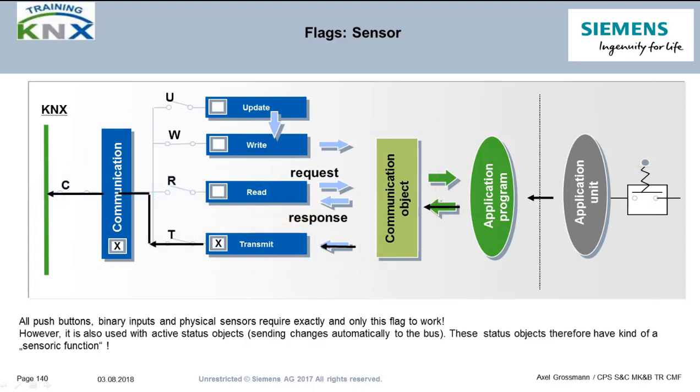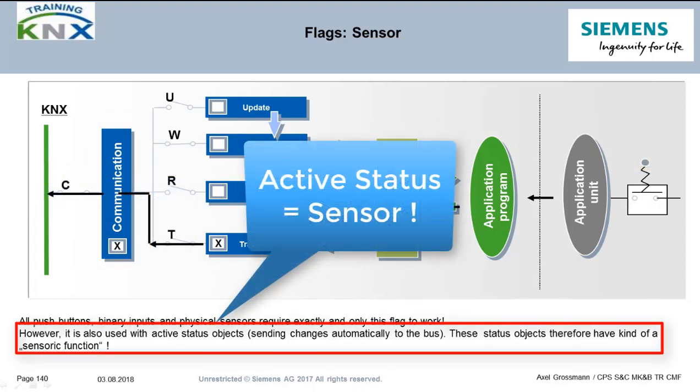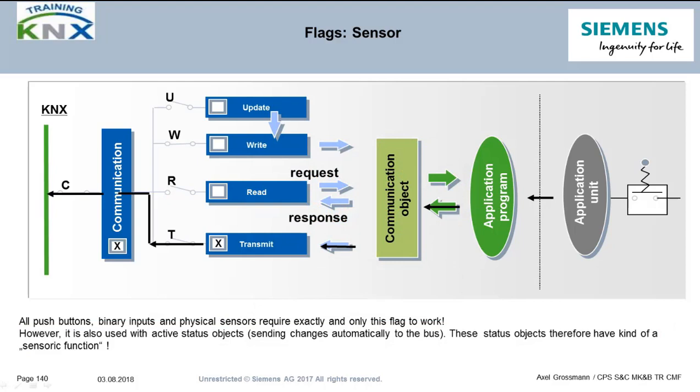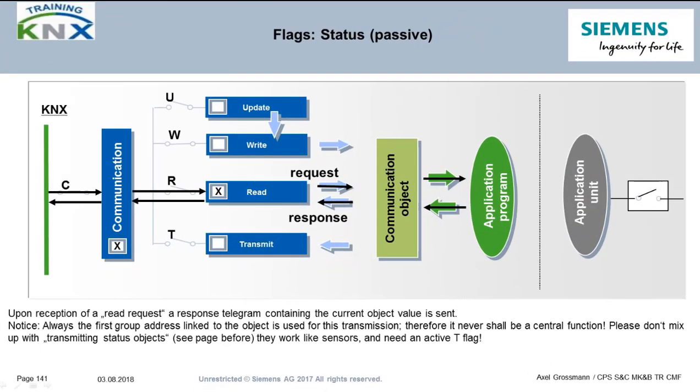Comment on status objects. Most status objects of actuators are active today. This means that they immediately send changes in status to the bus. This is also a sensory function. However, status objects have also always set the R flag for reading. See next page. The role passive status.